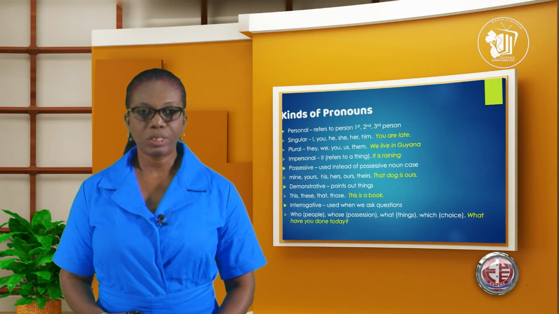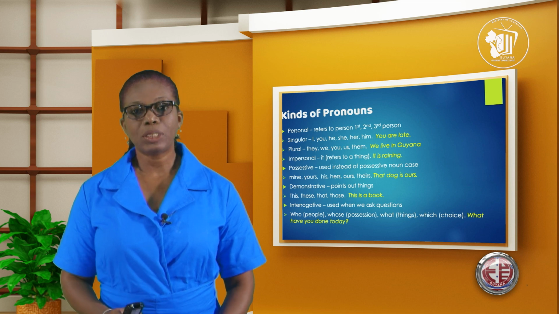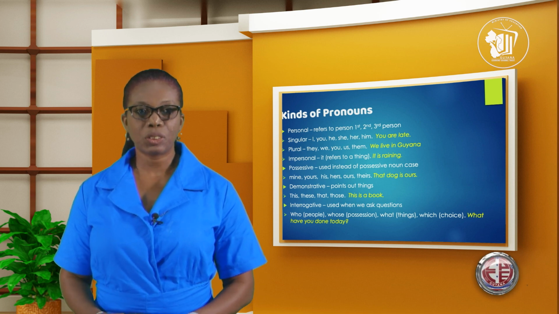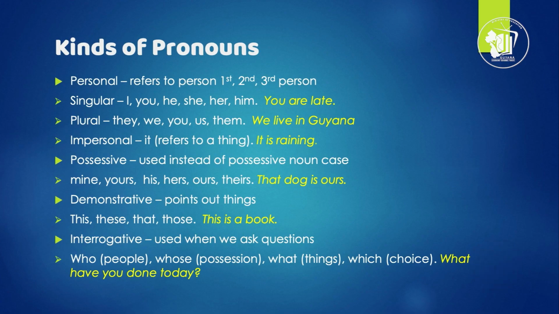Personal, and this refers to person. And when we're talking about person, we're talking about first, second, and third person. And persons are divided into singular and plural and the impersonal. Our singular pronouns are I, you, he, she, her, and him. Example, you are late. Plural: they, we, you, us, and them. An example, we live in Guyana. Impersonal: it. And it refers to a thing. Example, it is raining.